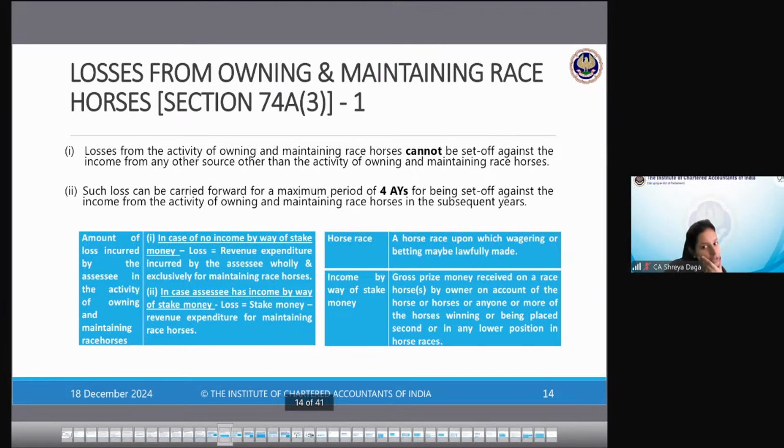In case of no profits in the previous 4 years, the limit is still 4 years, right? You can set it off against gain from the activity of owning and maintaining racehorses up to 4 years. Even in these 4 years, if you eventually make no gain, then the loss will expire. But the law remains the same.